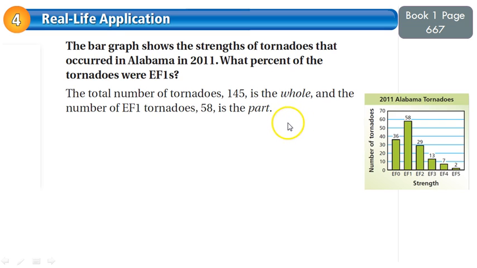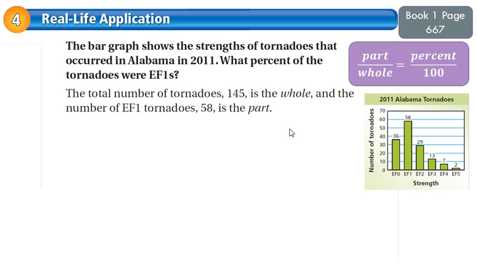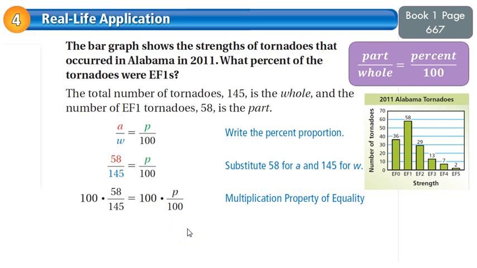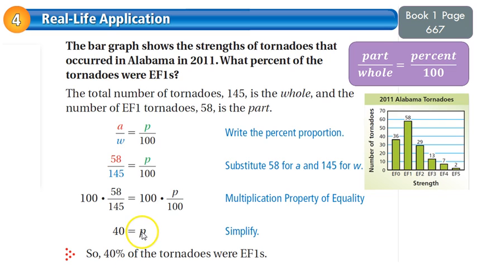We're looking for the percent, so we must first apply the formula to write a percent proportion. Since the percent's missing, we apply the 58 as the part and the 145 as the whole. Since we have p as a numerator, we can multiply both sides by 100 before simplifying. When we do this, 100 divided by this 100 is canceled out, leaving just p. 100 times 58 is 5,800, divided by 145 gives us 40 as p. That means 40% of the tornadoes were EF1s.